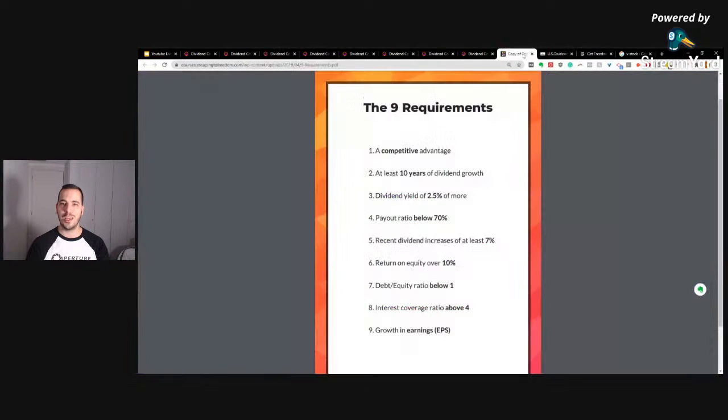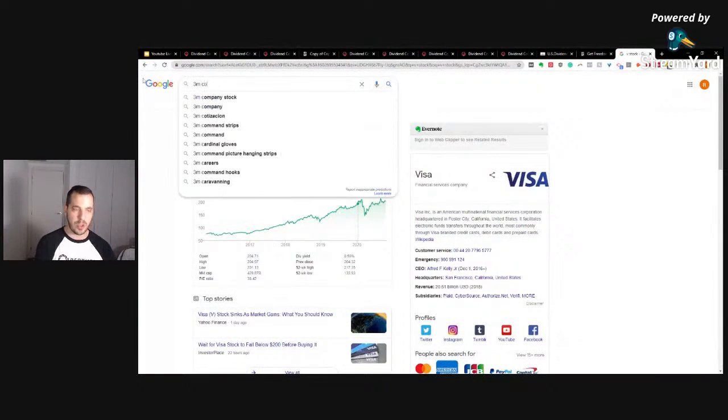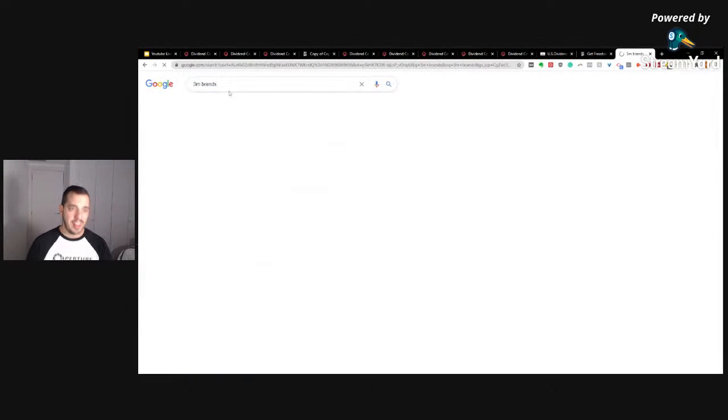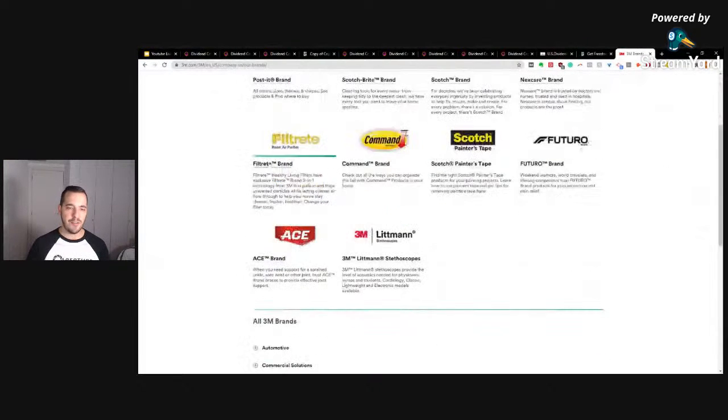But let me go back to the 9 requirements, and let's go one by one using 3M as an example. So, a competitive advantage. I did this analysis a while ago. I honestly cannot remember it, but I seem to believe that 3M is a very well diversified industrials company. They do everything from Post-it notes to, let me see, 3M Corp. Let's have a quick look at 3M brands, because they do so many things that you probably didn't even realize. There you go, Post-it notes, Scotch-Brite, I don't know how you pronounce that, Nexcare. They've got so many brands.